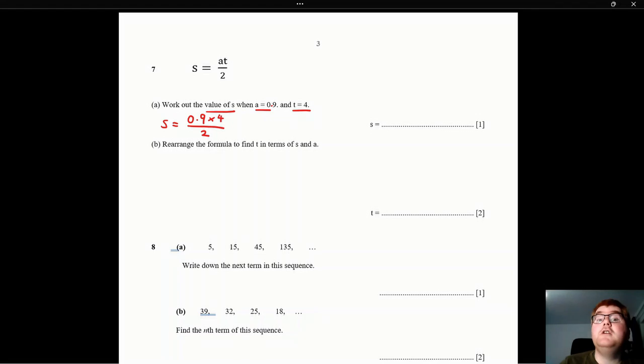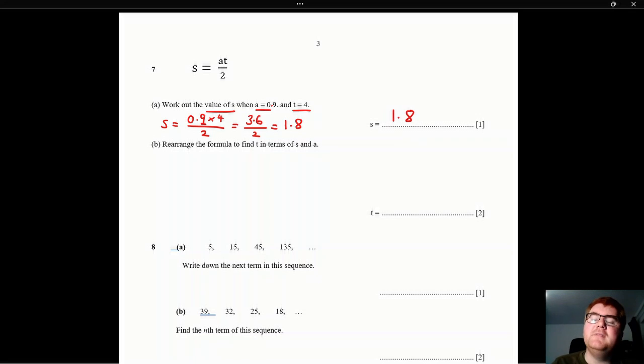Now at this point, you could just pop this into your calculator, but we could also use mental methods as well. So 0.9 times 4, well 9 times 4 is 36. We want 1 decimal place in our answer, so this becomes 3.6. Then we divide that by 2, and that's going to be 1.8. Notice 36 divided by 2 is 18, then pop the decimal in. Again, this can all be done on your calculator.